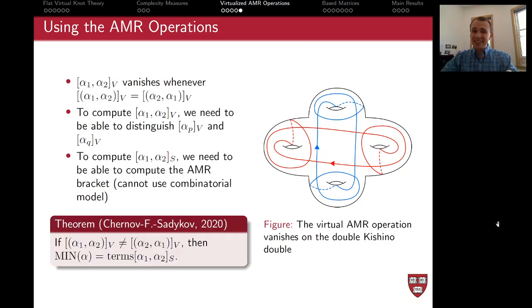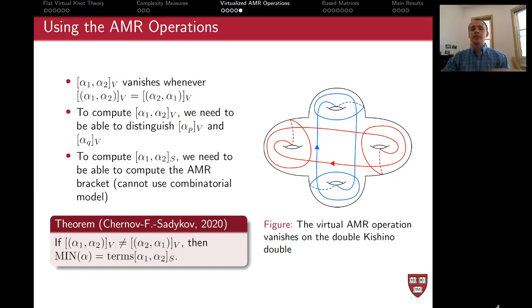But on the other hand, Chernov, Sadikov, and I proved that in actually weaker conditions than this, the minimal intersection number is counted by the terms of this strengthened AMR operation. So even though it's not the best in terms of using the full structure of flat virtual links, it does mirror Kahn and Chernov's 2013 result about the AMR bracket. So this gives us an operation, but what we need is to be able to distinguish these singular virtual links.